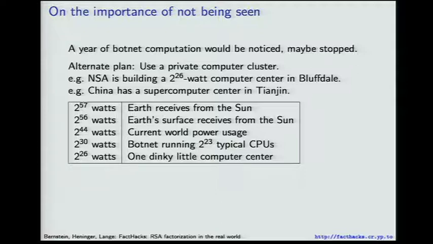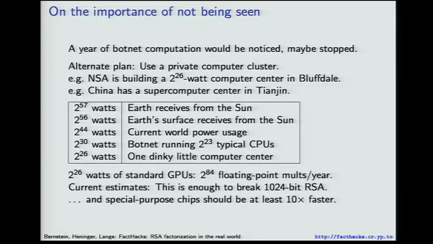And actually, if you're a government agency, you probably have more than one of those, as you heard yesterday in the context of data storage. But again, it's not just data storage. You don't make a 65 megawatt power station to just store data. If you just take standard graphics processing units and run 2 to the 26 watts of those, that will do about 2 to the 84 floating point multiplications per year. And then you have to figure out what exactly the operations involved are. This should be enough to break 1024-bit RSA.